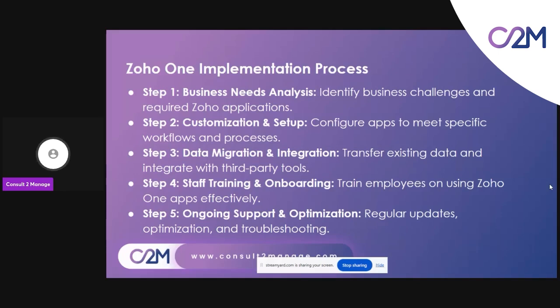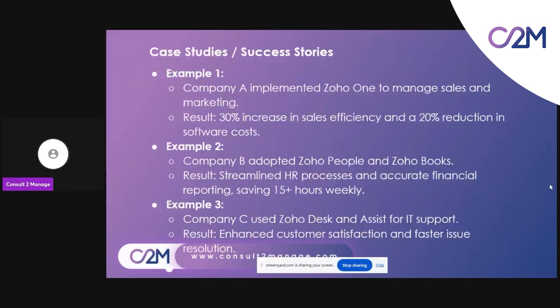Then we have data migration and integration, which means the existing data and the tools you are using, we will integrate those tools to Zoho One. We will migrate those apps' data into Zoho One, and we integrate it to other systems. Then we have staff training and onboarding. We can train employees on using Zoho One apps effectively. Then we have ongoing support and optimization. So we have regular updates, optimization, and troubleshooting for business processes.